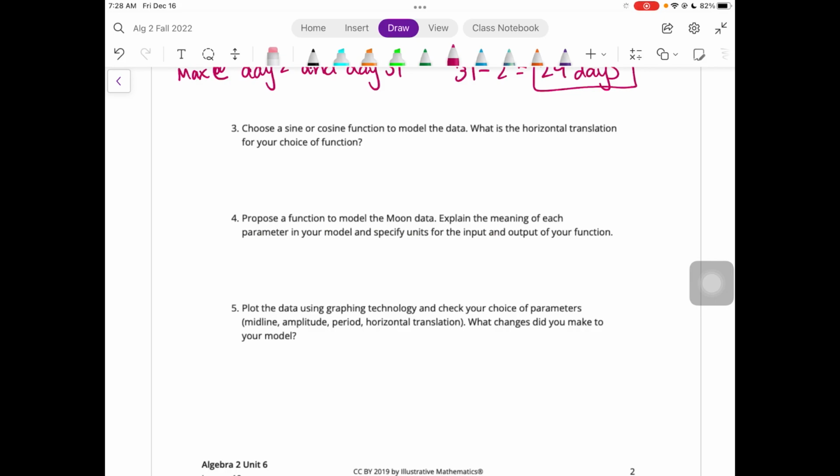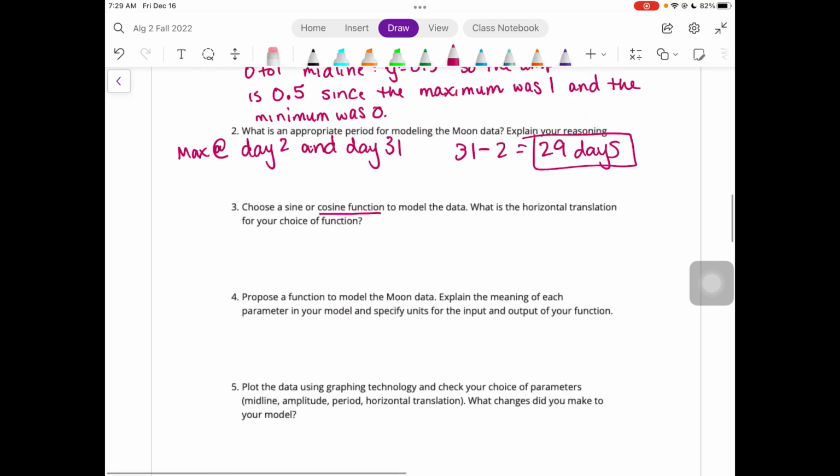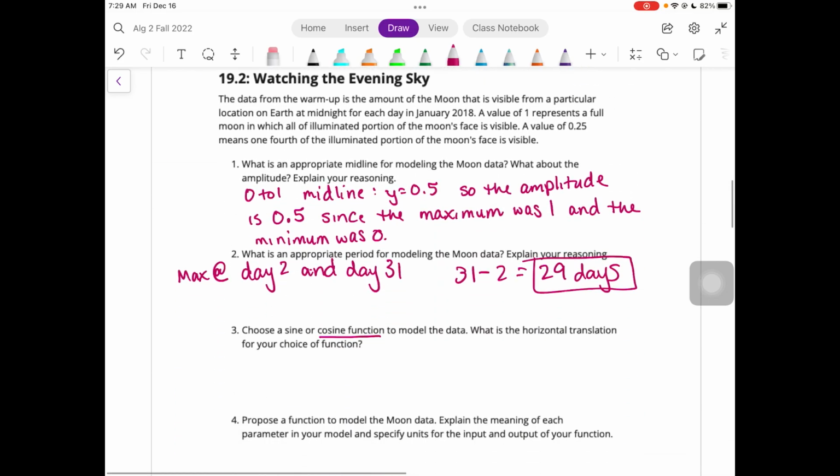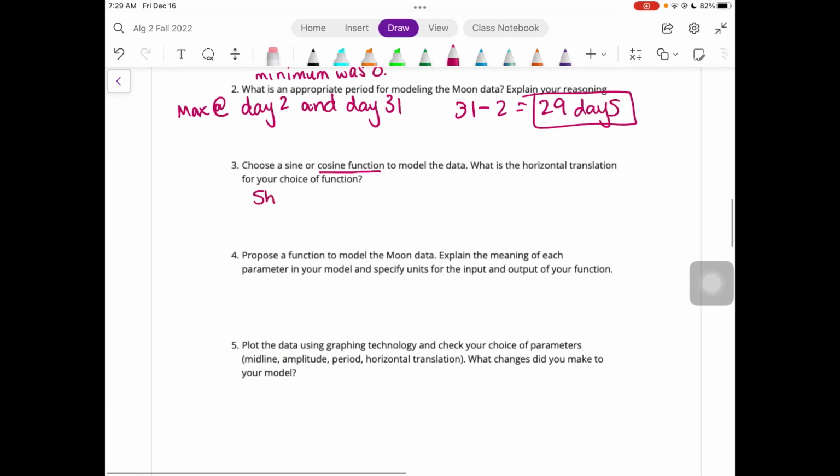All right, number 3, choose a sine or cosine function to model the data. What is the horizontal translation of your choice of function? So I'm going to use cosine since we're starting at a maximum. And then if we come back up here, day 1, which is our starting date, isn't the maximum. Day 2 is. So we've actually shifted 1 unit to the right so that we can start our maximum at 2. All right, so we're going to shift 1 unit to the right.